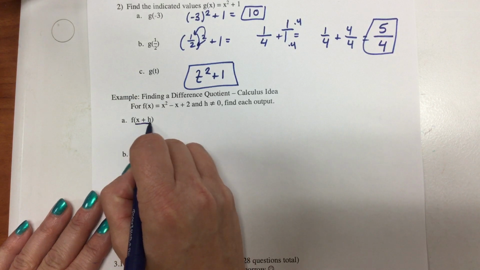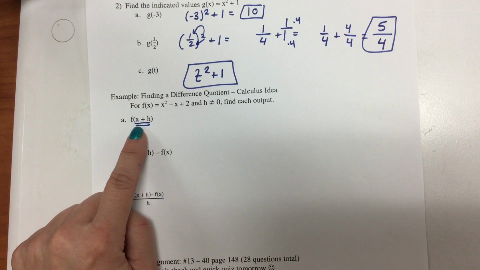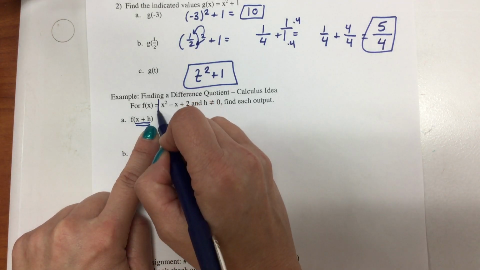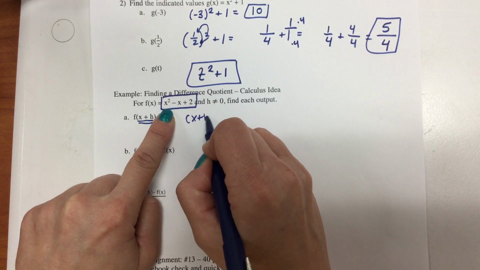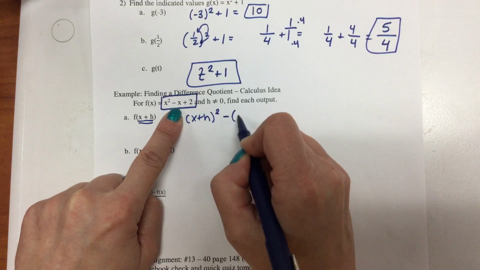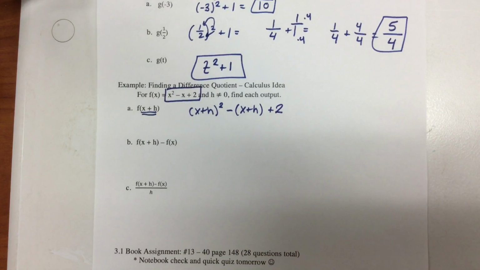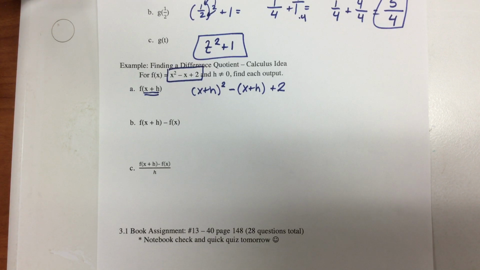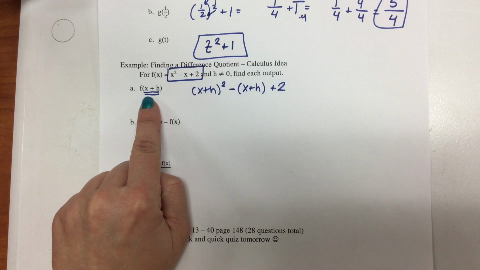So there are times where what they want us to do is rather than just fill in a number, they want us to change all of the x's to x plus h. So I go into the function. x becomes x plus h, quantity squared, minus x becomes x plus h plus 2. So it's the same idea as what we just were doing. Where the x was, I replaced it with the binomial. It's a binomial because it has two separate parts, x and h.